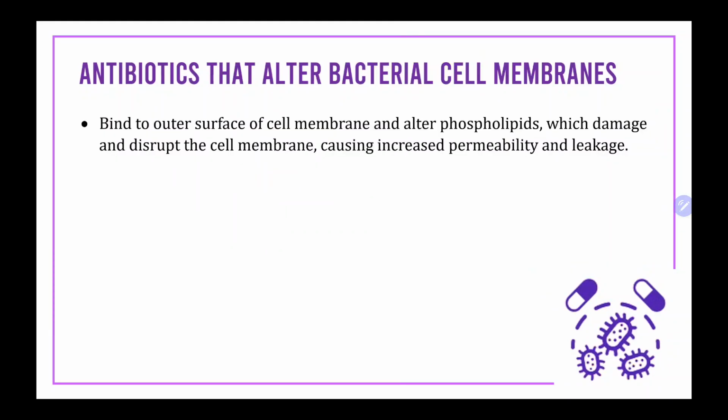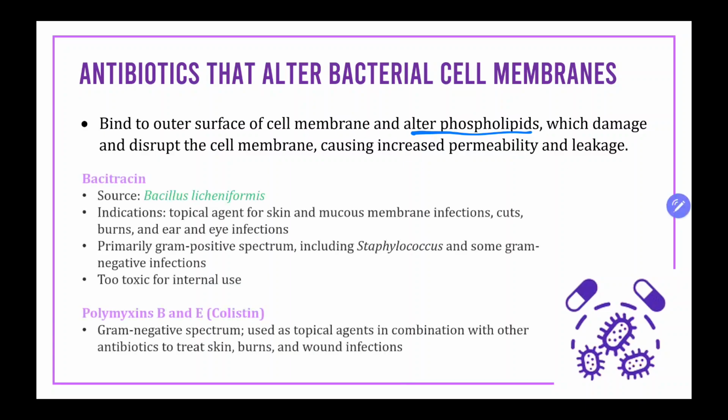Aside from the beta-lactams, we have the antibiotics that alter bacterial cell membranes. These bind to the outer surface of the cell membrane and alter phospholipids, which damage and disrupt the cell membrane, causing increased permeability and leakage. Antibiotics under this category are your bacitracin and your polymyxins B and E, more commonly known as your colistin.